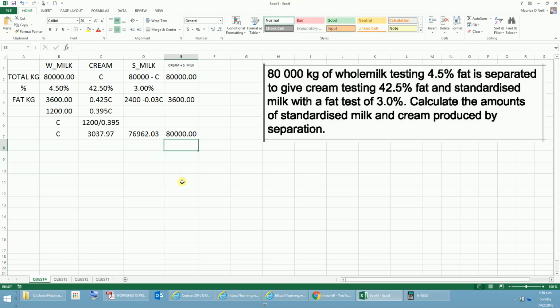The key here is the selection of the correct variable C, and then only using one unknown. So if C is the cream, then the skim milk will be 80,000 minus C. We then multiplied the percentages out to give a little equation that we knew equals 3,600. Then we can take the 2,400 off both sides, and that gave us C, and we can divide through by 0.395 to find out what C is. We can then apply that back to the 80,000, and that's how we get everything worked out. So yeah, it's not too bad.